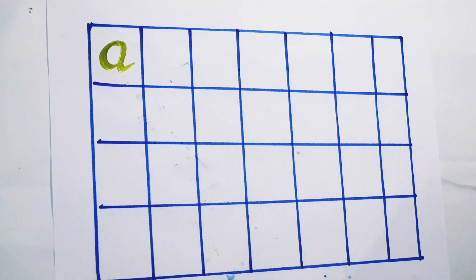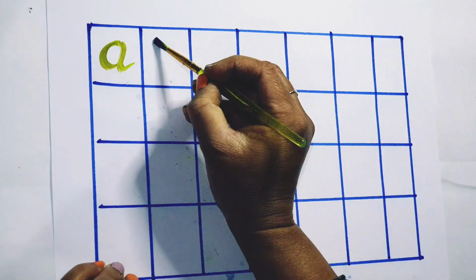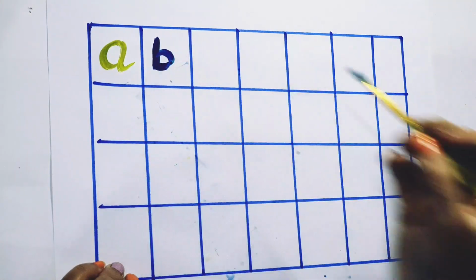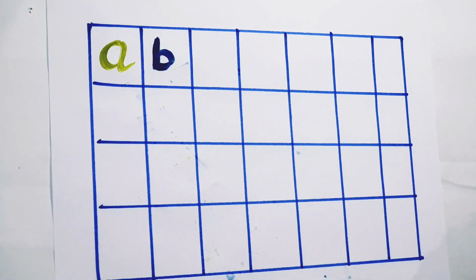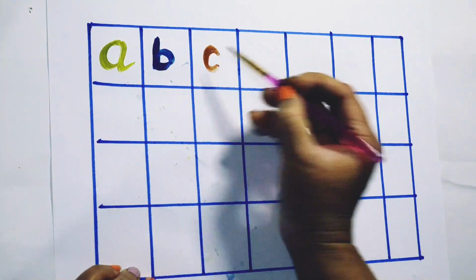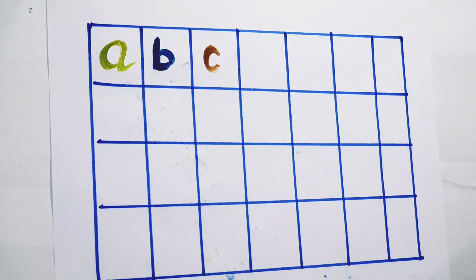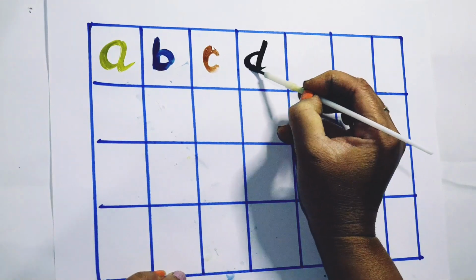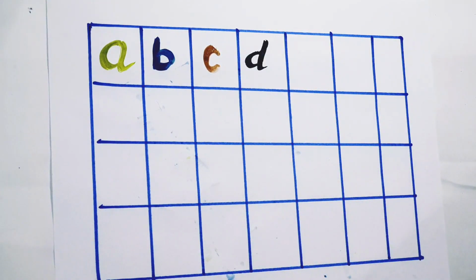A. A for aeroplane. Blue color. B. B for butterfly. Brown color. C. C for cat. Black color. D. D for dog.